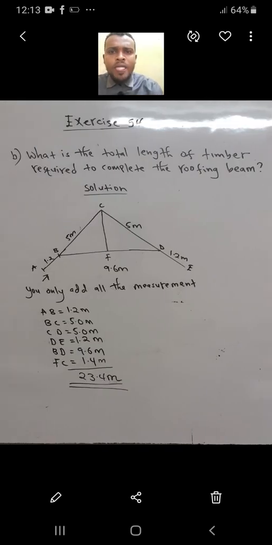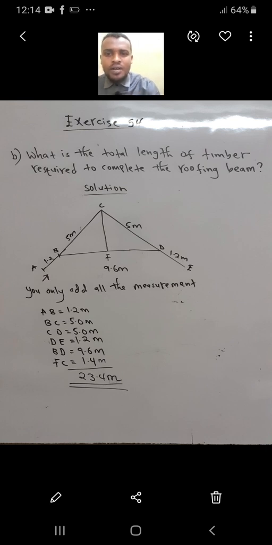When I go to B, what is the total length of the timber required to complete the roofing beam? Total length, starting from AB, BC, CD, go round, DE, BD, and the CF. So AB is 1.2, BC is 5 meter, CD is 5 meter still, DE is 1.2. I'm counting the projection because I want to know the total measurement of the timber.